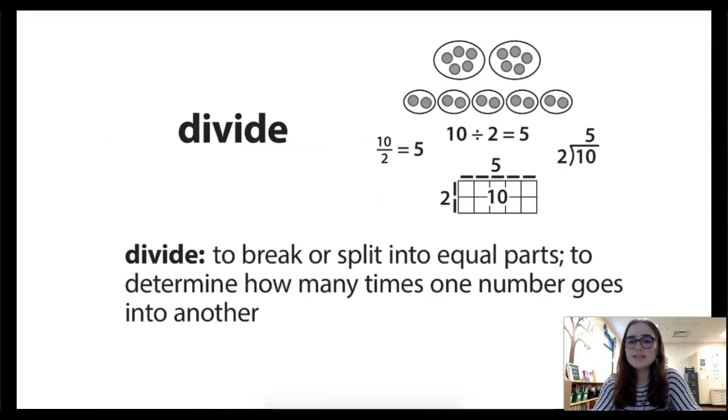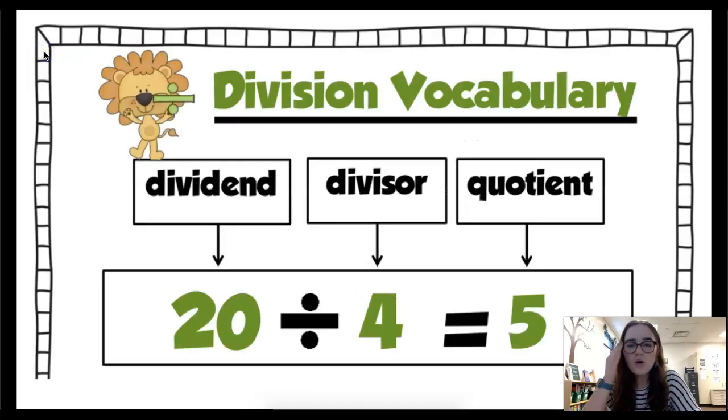So remember, when we divide, to divide means to break or split into equal parts. It also means to determine how many times one number goes into another number. So when we divide, we are always going to start our equation with the larger number. And that larger number is called the dividend.